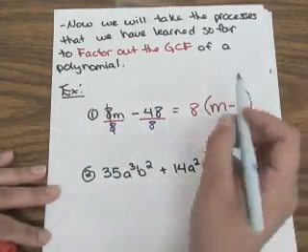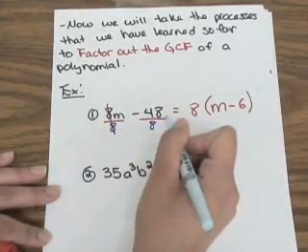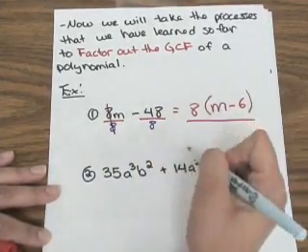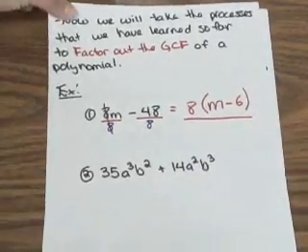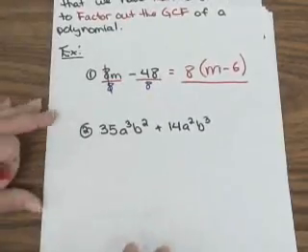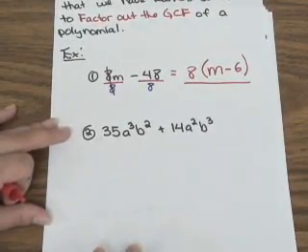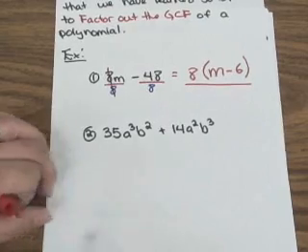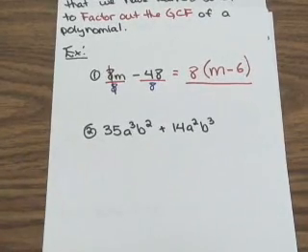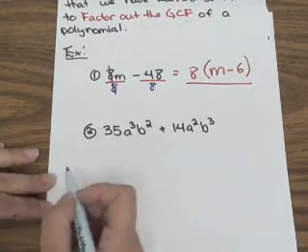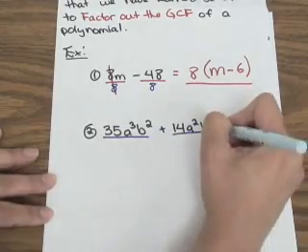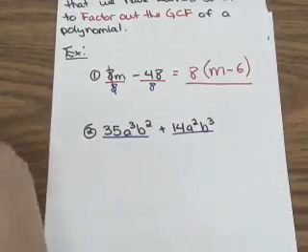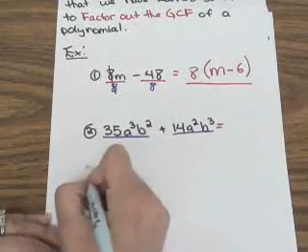Now we're going to do the same thing for the next polynomial. We have 35a cubed b squared plus 14a squared b cubed. Again, the first thing you want to do is, what's the common number that they have? I know that 35 and 14 both can be divided by 7. So I'm going to want to take that out. They also have at least a squared in common and b squared. So that's also going to become part of my greatest common factor.